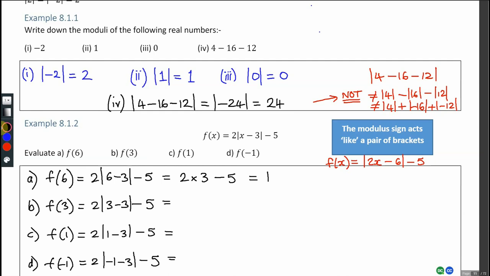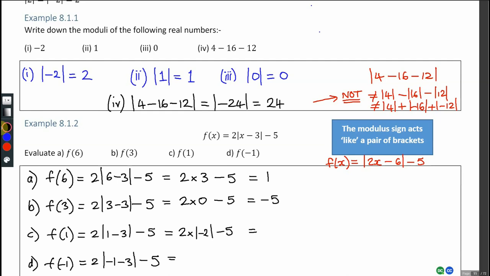In part B, we end up with 2 times the modulus of 0, which is 0, and then take away 5. So a final answer of -5. On part C, we end up with 2 times the modulus of 1 take away 3. In other words, the modulus of -2. And then take away 5.